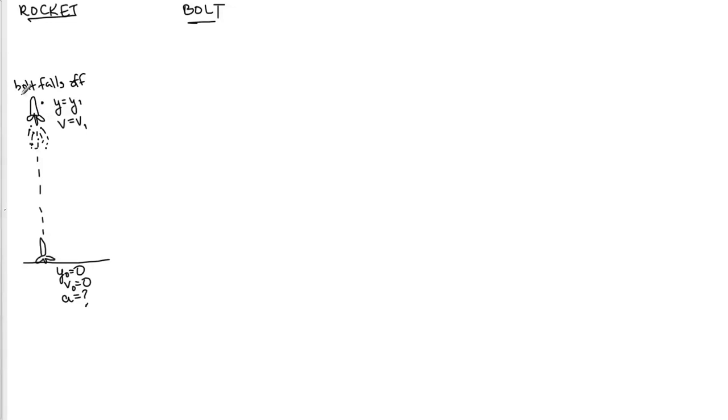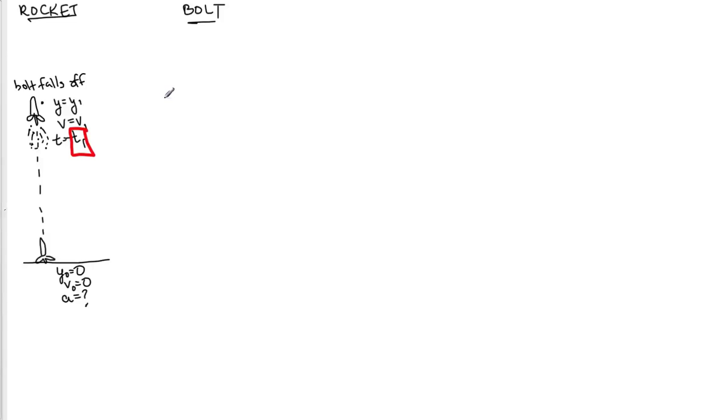So at this point in time, which I'm going to call time equals t1, and t1 is a number that they gave you. It's the number that's written out as a word in the problem with letters. So y equals y1, v equals v1, t equals t1, and the bolt falls off. After that we're interested in the bolt.